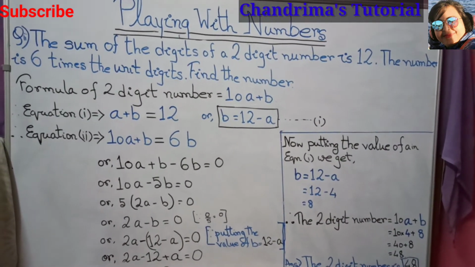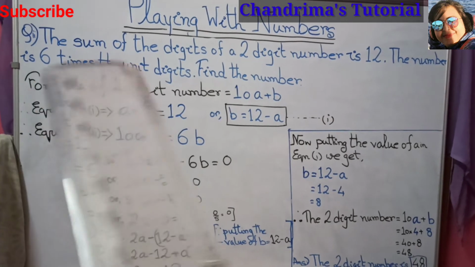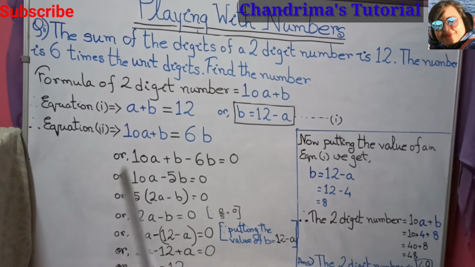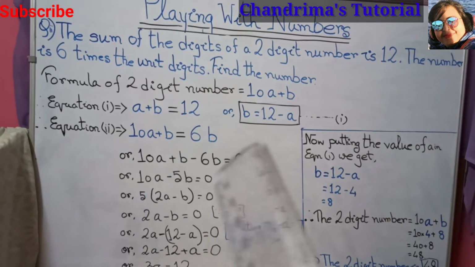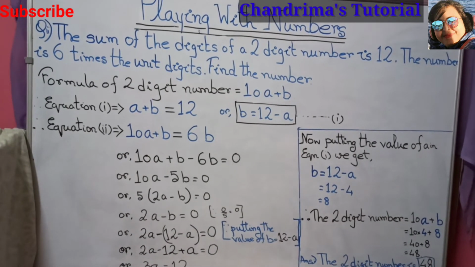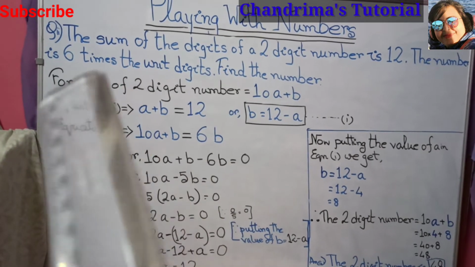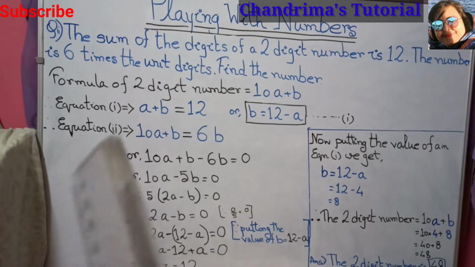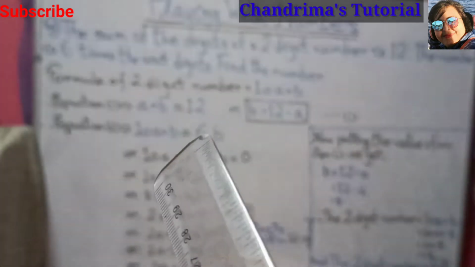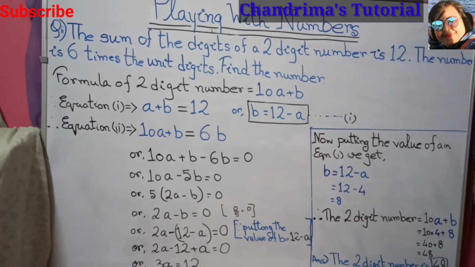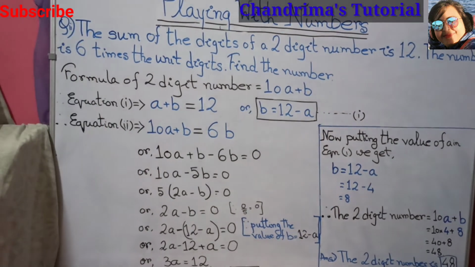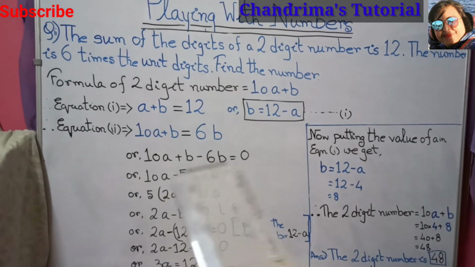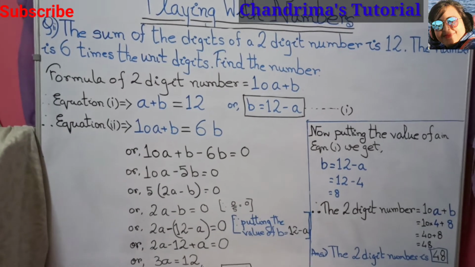Now what is given in the next line? The number is 6 times the unit digit. So the number, that means 10a plus b, that is our number. It's given that it is 6 times the unit digit. And what is our unit digit? Since a is our tens digit and b is our unit digit, it would be 6 times b as per equation 2. So equation 2: 10a plus b equals 6b.